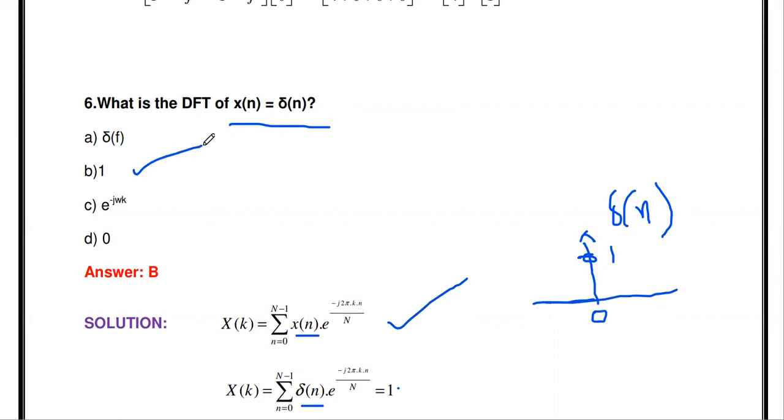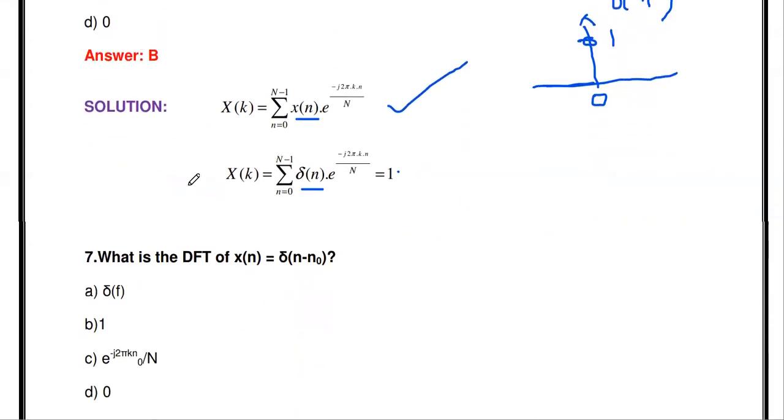The DTFT of this del of n is also the same, 1. If you take any transform of the unit impulse signal, we will get the answer 1.